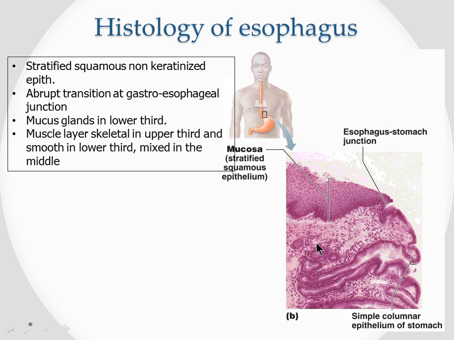In the lower third of the esophagus, you see a lot of mucus glands because it's very close to the stomach. So should any acid come in there, that mucus is supposed to neutralize the acid. And as I said, the muscle layer is the muscularis externa, skeletal in the upper third, smooth in the lower third, and mixed in between. So that's the feature of the esophagus.